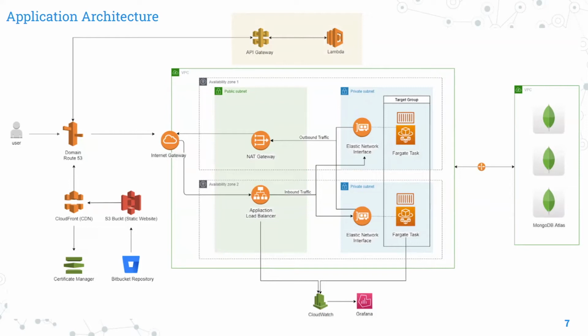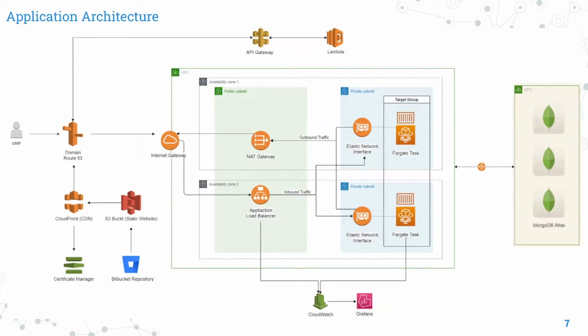The application load balancer and Fargate task also send logs to CloudWatch, which will be imported to Grafana for monitoring and alerting. The data tier was implemented using MongoDB Atlas. We use separate databases for UAT and production. The connection string was added to the Secrets Manager for a secure connection.